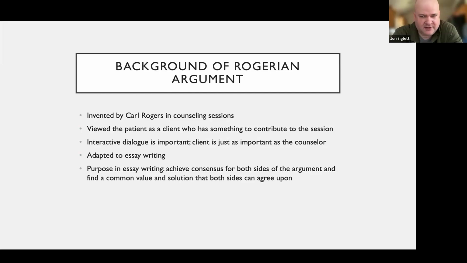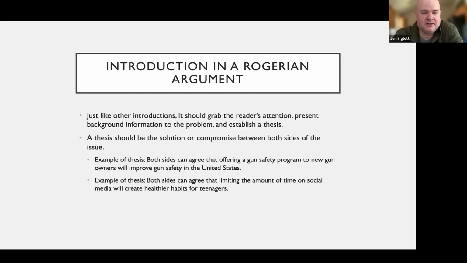Later, the Rogerian style of conversation was adapted to essay writing. And the purpose of the Rogerian argument in essay writing is to achieve consensus for both sides of the argument and find a common ground, a value, and solution that both sides can agree upon. So let's go through the Rogerian argument.